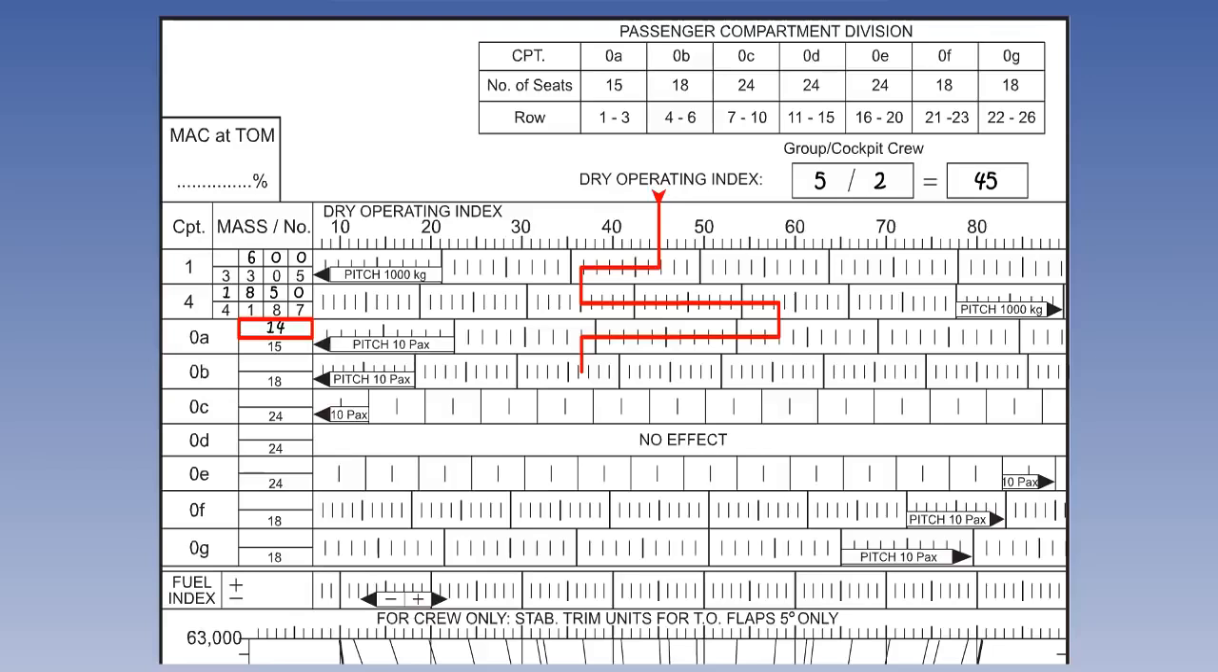Continue by entering the passenger numbers in each compartment from OA through to OG. Starting with OA, enter 14 and from the previous vertical line move left 14 units and drop a vertical line to the box below. This brings us to OB, and entering 12 in the box, we move from the vertical line left 12 units and drop a vertical line to the box below.